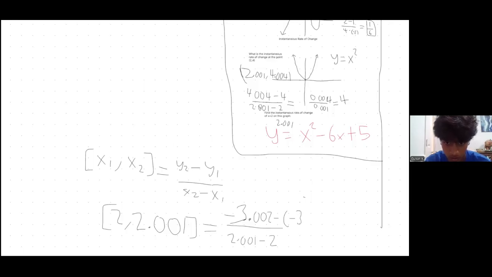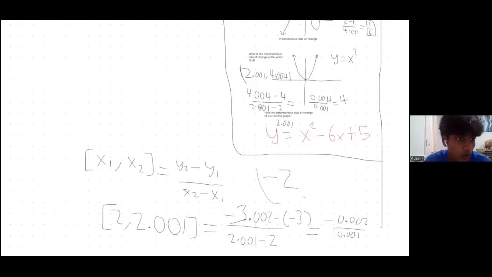So now we do just our addition and subtraction, which is negative 0.002 over 0.001. So our instantaneous rate of change is just going to be negative 2.